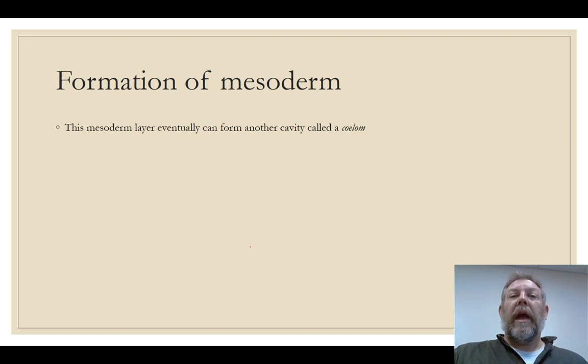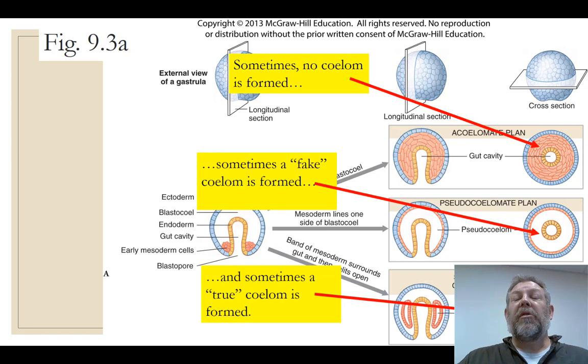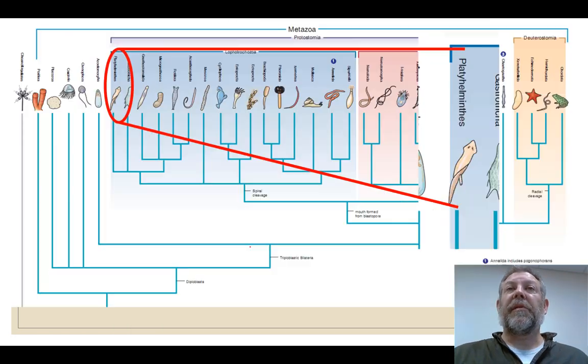Okay, and you also remember that once you have a mesoderm, you can form a new cavity called a coelom, or a coelomic cavity. And if you go back to our earlier discussion, there are different ways you can form a coelom. Sometimes you form mesoderm, but you don't have a coelom, and those are called acoelomate. Then you can have a pseudocoelomate, or you can have a true coelomate in the protostomes.